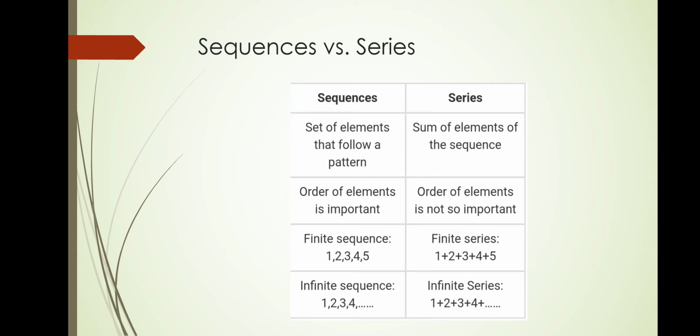Now, in a finite and infinite sequence, the same illustration is shown: a finite sequence shows a specific number of elements, and a finite series shows a specific number of addends, while both infinite sequence and infinite series are terminated with ellipses.